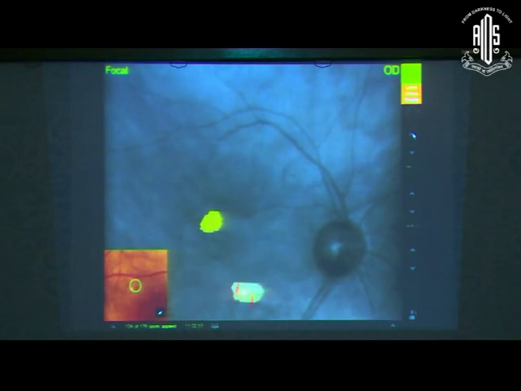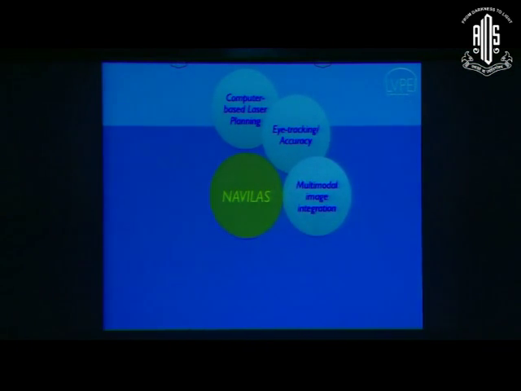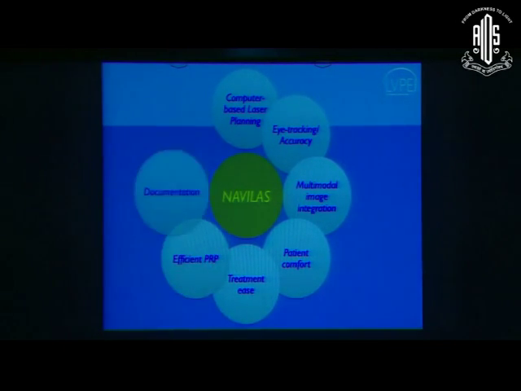So just to conclude, the benefits Navilas has given us are computer-based laser planning, eye tracking, a pretty accurate machine, multimodal image integration, patient comfort, treatment ease for the physician, efficient PRP, a well-documented report, and laser training.